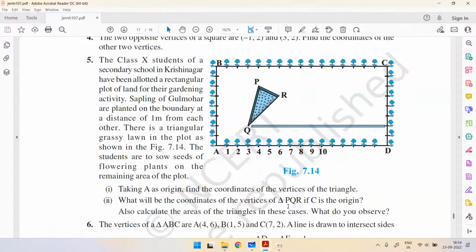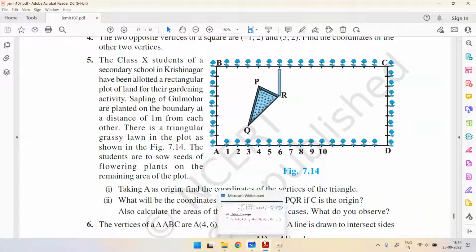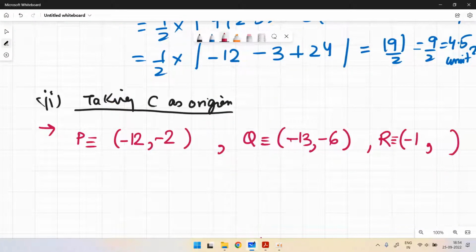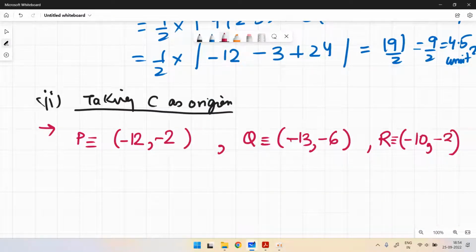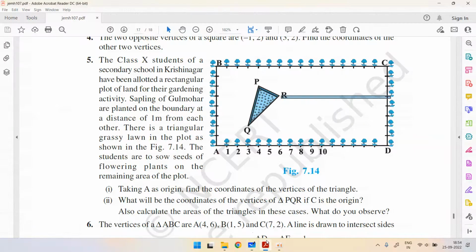And finally R. If you see, this is like this here, 1, 2, 3, 4, 5, 6, 7, 8, 9, 10, so 10 to the left, so minus 10 on x. And R is 1, 2, 3, minus 3, 3 down below C, so this is minus 3. And what you need to find is the area with C as the origin.